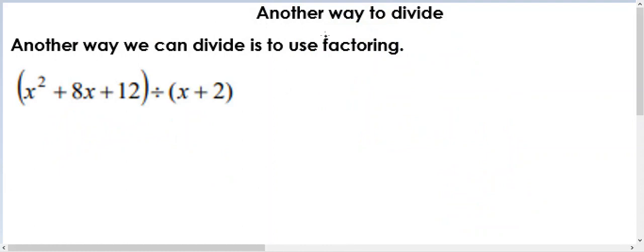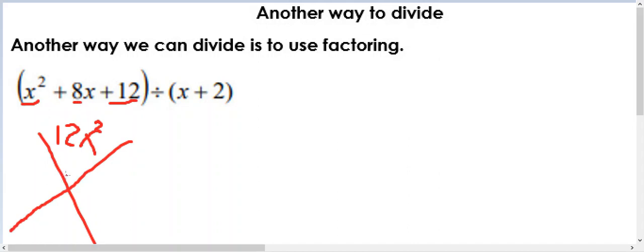Alright, there's another way we can divide. It's using factoring. Factoring we just learned how to do, right? So if you don't like doing old school long division stuff, you could factor. So what you can do, remember you take your first term and you times it by your last term. So that would be 12x squared. And we put it in this x thing, right? And then you put this middle term down here in the bottom. And you say what times what gives me 12x squared, what adds and gives me 8.